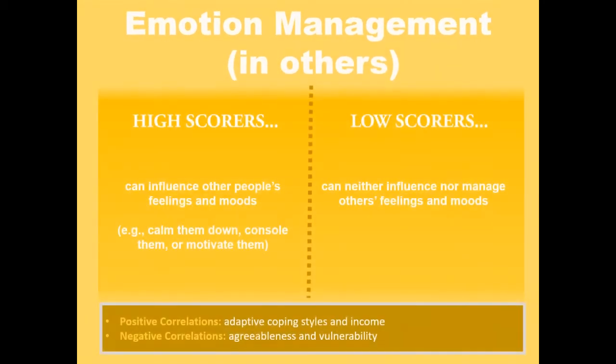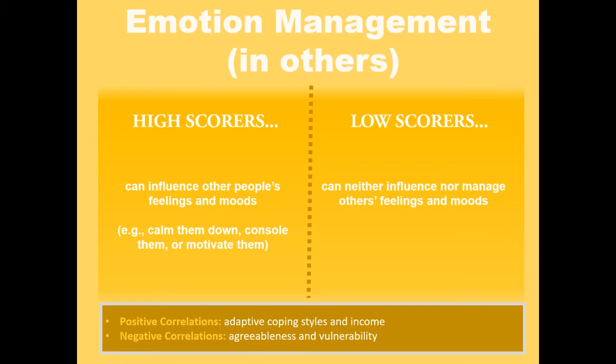In trait EI theory, emotion management concerns our confidence in managing other people's emotions and moods. It complements the facet of emotion regulation, which concerns our confidence in managing our own emotions and moods. This slide shows some correlates and characteristics of high and low scores on the facet of emotion management. Like all trait emotional intelligence facets, both high and low scores on emotion management have advantages as well as disadvantages. For example, individuals who score high on emotion management may be perceived by others as intrusive or manipulative.